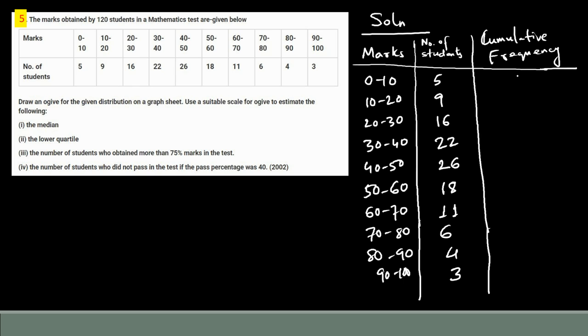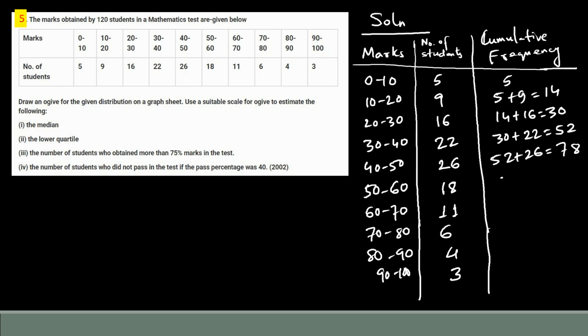So what were the cumulative frequencies? This is like 5. So for the cumulative frequency in the range 10 to 20, you have to add 5 with this 9, which will give us 14. Next, you add 14 with 16, which gives us 30. Next, 30 added to 22 gives us 52. Similarly, 52 plus 26 gives us 78.